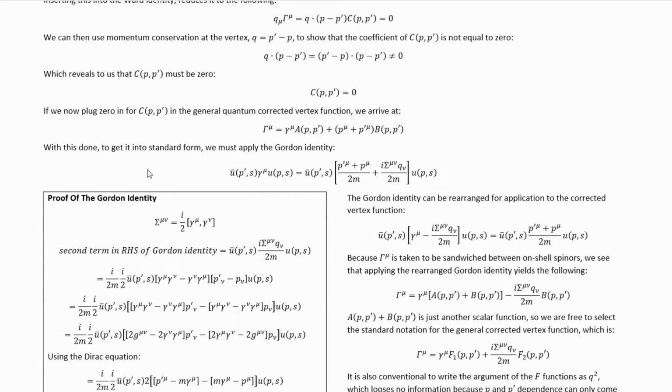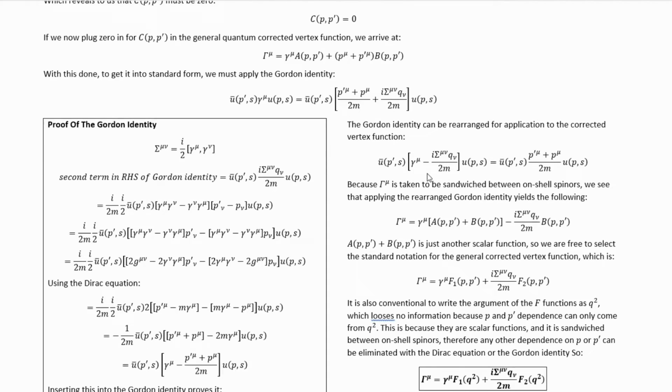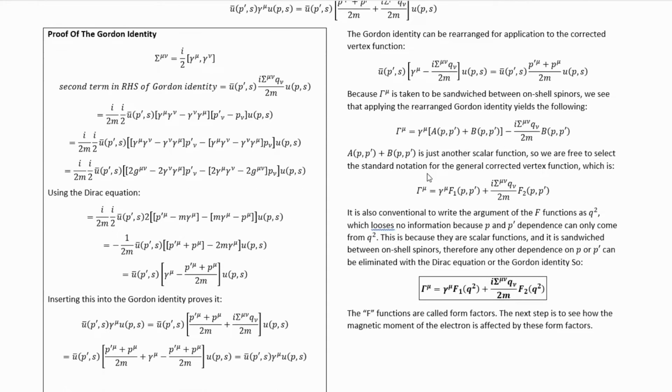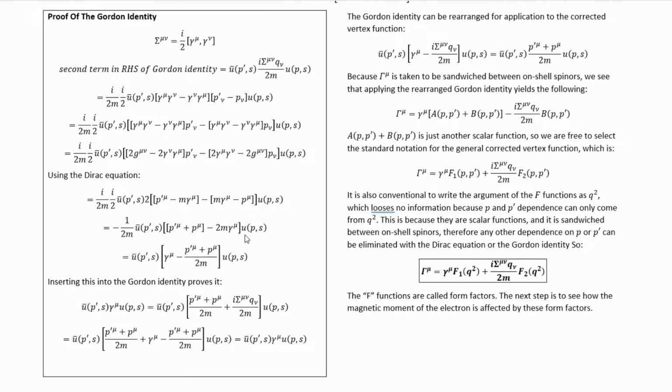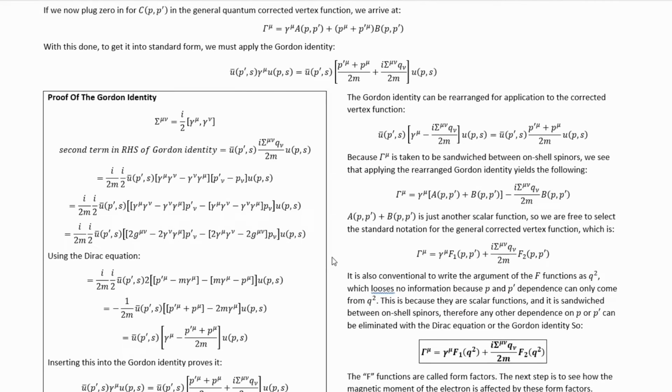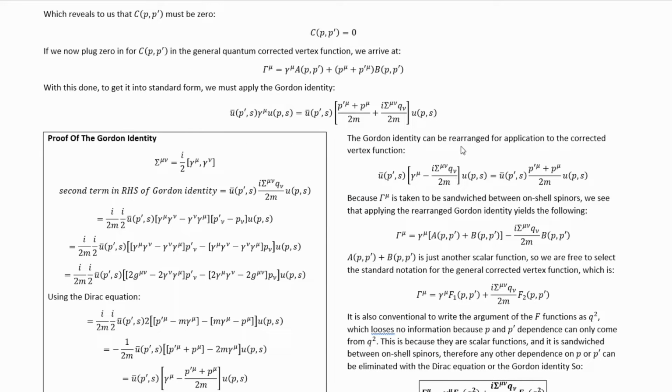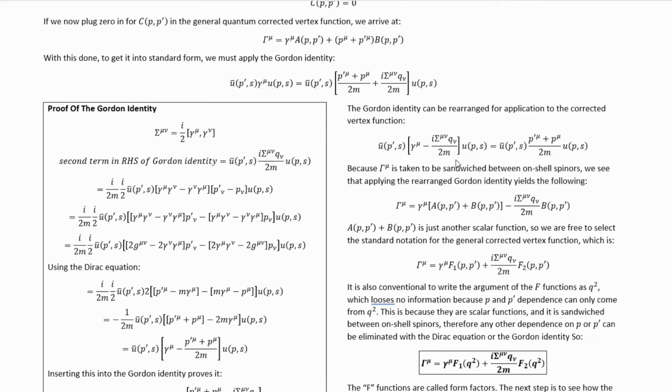With this done, to get it into standard form, we must apply the Gordon identity, which is this. Now I have proven the Gordon identity on the side here in this box, but I'm not going to bother going through that. You can pause it and look at it. It's pretty straightforward. I'm going to move on with the main text. The Gordon identity can be rearranged for application to the corrected vertex function. Specifically, if we're looking to get the general vertex function into standard form by using the Gordon identity, we want it rearranged like this. And the reason why this is valuable is then we can make a nifty substitution.